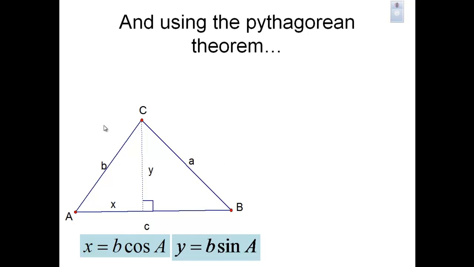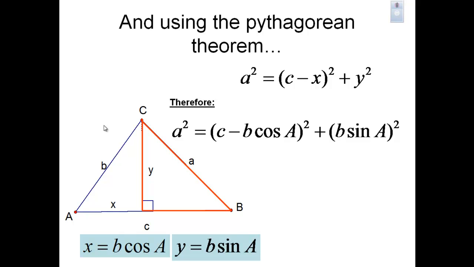So if we use the Pythagorean theorem and what we just talked about, we could say the following: if I take this piece of the triangle, and this piece, and this piece, it would form a right triangle, and we could use the Pythagorean theorem to write that a squared, our hypotenuse, equals the quantity c minus x, squared, plus y squared. And knowing what we talked about before, we could plug in that b times cosine of A is equal to x, and b times sine of A is equal to y.